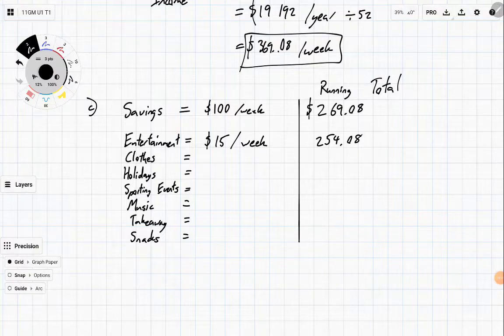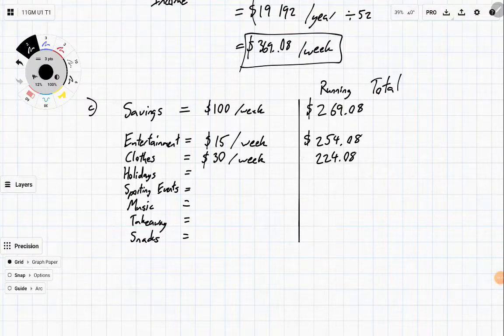Now for clothes, maybe he's quite a clothy kind of guy, so maybe he wants to have $30 per week to spend on that. So once again, subtract 30, and we carry on. So 224, we've got $224.08 left.